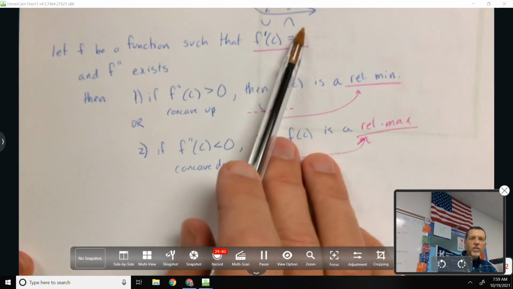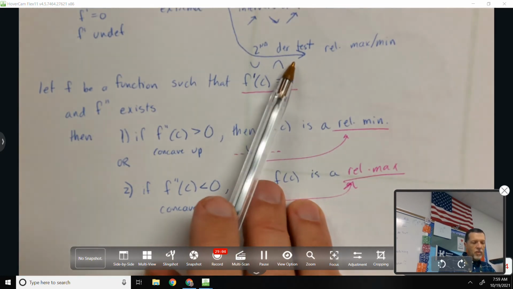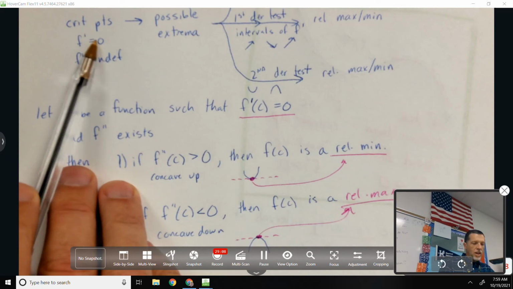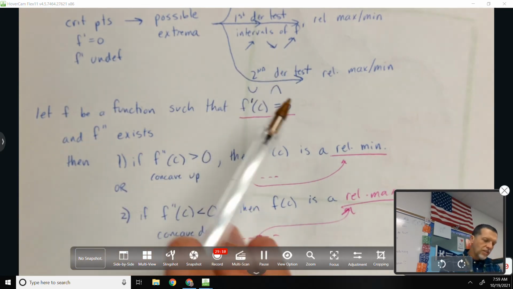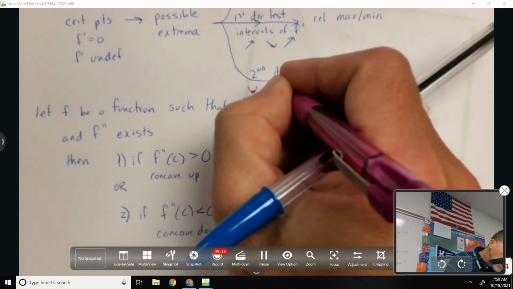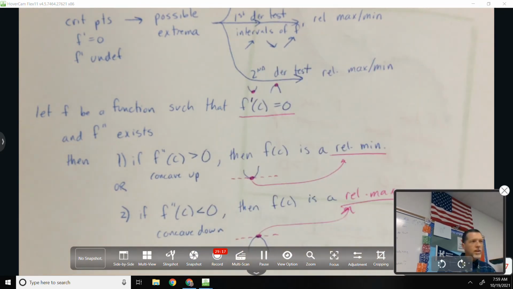So the second derivative test is if f prime is 0, which we've already covered kind of from the critical point, then you check the second derivative, and if it's concave up, you've got a min. If it's concave down, you've got a max.